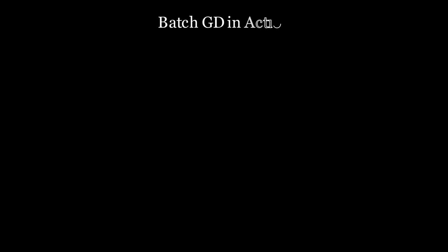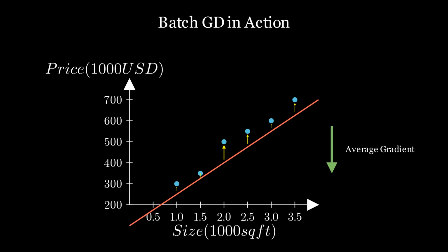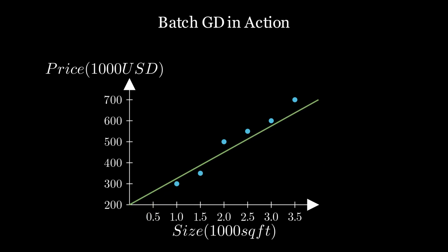Let's visualize how batch gradient descent works on our linear regression problem. We start with random parameters. Here's our initial hypothesis line. Now we'll perform batch gradient descent. First, we calculate the gradient using all data points. The average of these gradients determines our parameter update. After the update, our line fits better. We repeat this process until convergence, always using all data points for each gradient calculation.